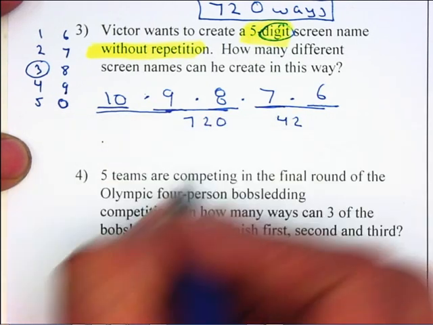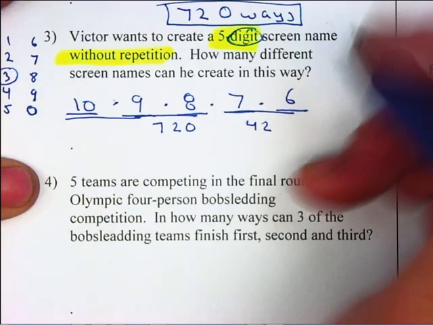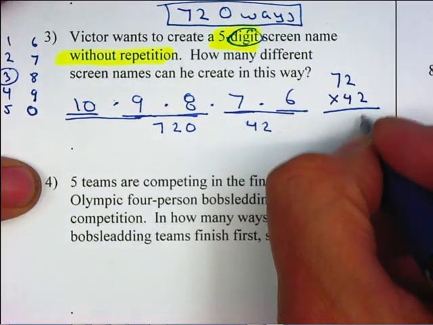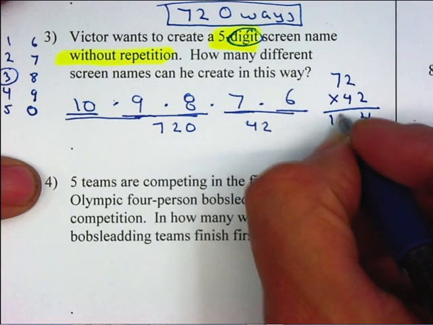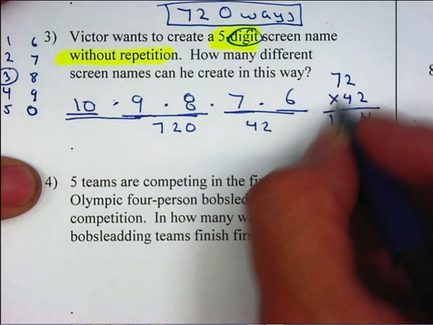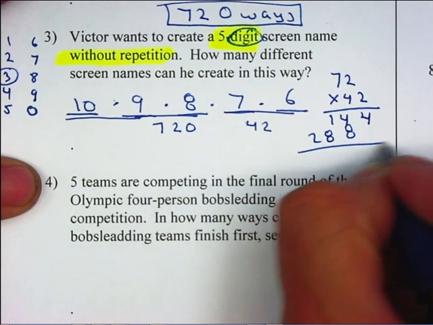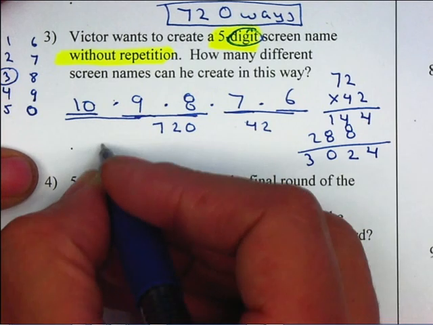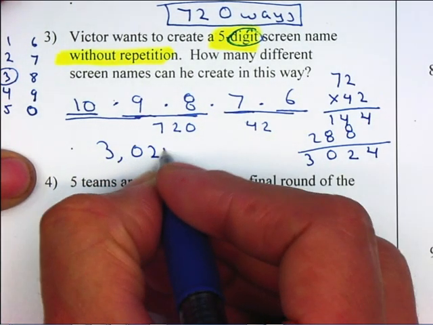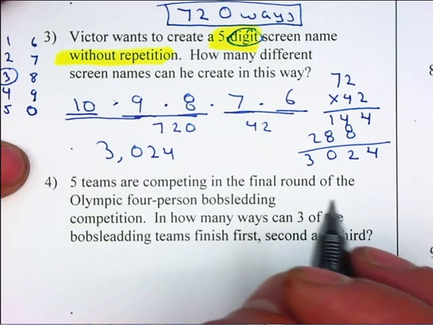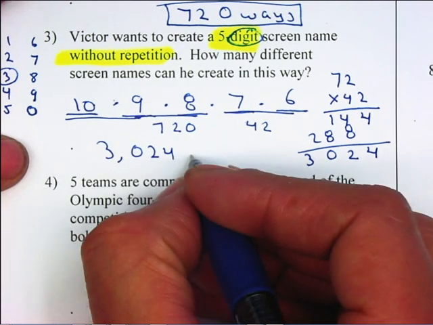And let's not forget about those 0. Now we're just going to multiply 72 multiplied by 42. Remember, on your test, you're not going to be able to use a calculator, so you should be able to do it by hand. And that gives you 28. Add them together, so it gives you 32, 0, and so your answer will be 3,024 different screen names if you want to be able to use 5 numbers, 5 digits.